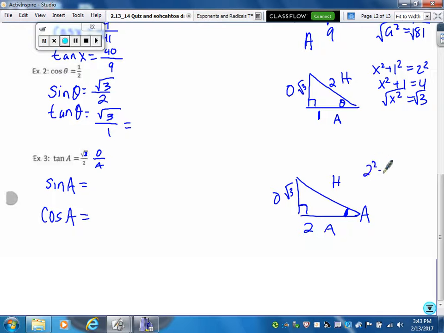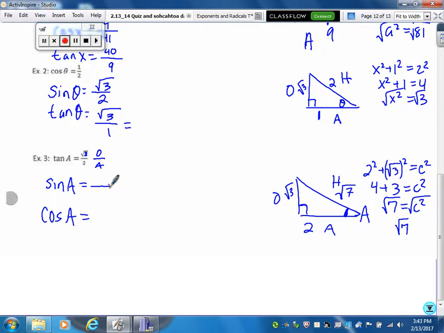I've got 2 squared plus the root of 3 squared equals c squared, or hypotenuse. So that's 4 plus 3. Remember, squares and square roots cancel out, so just 3. So I get 7 equals c squared. Take your root, and we've got a root of 7 is our missing side there. Okay, so let's go for it.